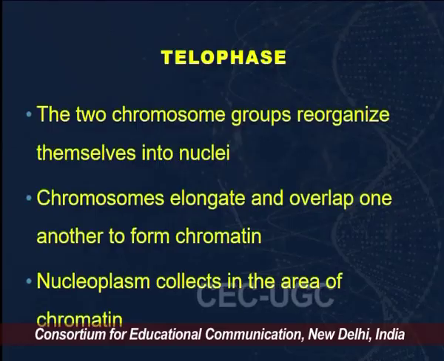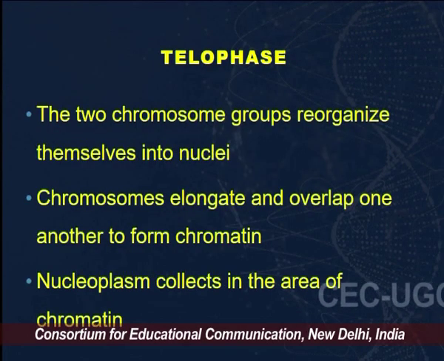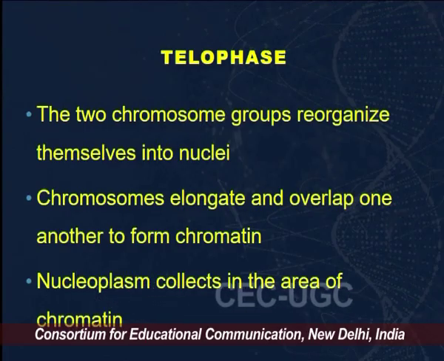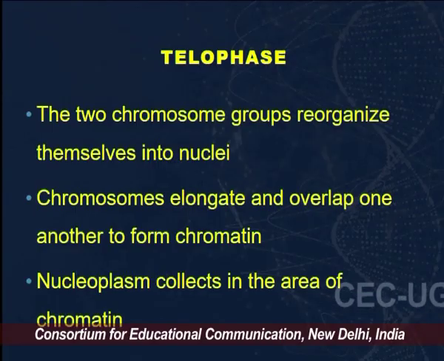Cytoplasmic viscosity, we studied about it, that it had increased in prophase, but now it will start decreasing. The two chromosome groups reorganize themselves into nuclei. The nucleus started disappearing in prophase, but now it will start appearing in telophase, and the two groups of chromosomes will start organizing themselves into the nuclei.